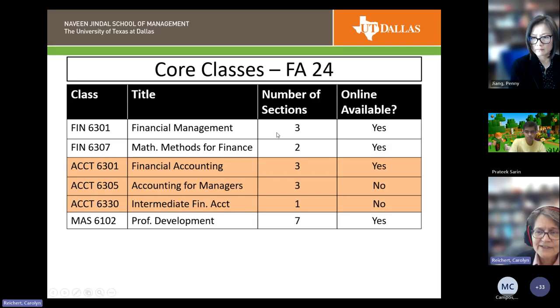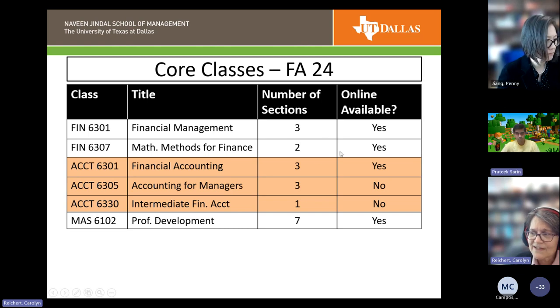For fall, we have three sections of Finance 6301, two sections of 6307. Both of these have an online option available. A number of sections of the different accounting classes. 6301 accounting is online, but the other ones are not. And there's a ton of professional advisors. So we don't automatically register you for classes because there's three different sections of financial management, including one online. We don't know which one you want. So if I put you in an online class and you go, no, no, no, then you have to switch. So we let you pick. And you can pick your faculty. So you still get to pick.